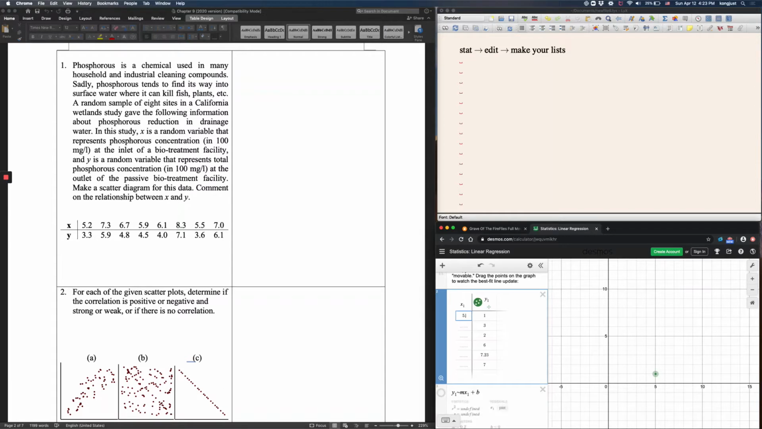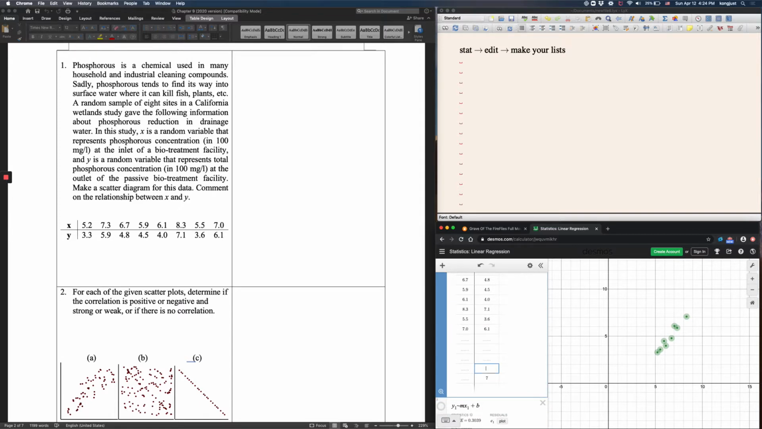And then, yours, if you're using the old calculator, it's kind of going to look something similar to this, right? You have your first list. It's going to be in a column like that. Kind of like this I'm doing now. And 7.0. And then the second one, 3.3, 5.9, 4.8, 4.5, 4.0, 7.1, 3.6, and 6.1. And then just delete the rest.